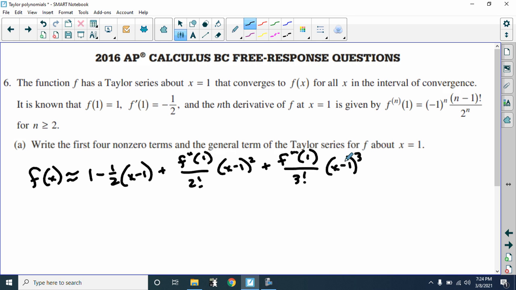So the second derivative at 1 would be, we're going to plug 2 into the formula here. So if I plug in 2, I get a positive number. 2 minus 1 is 1 factorial over 2 to the second. And the third derivative at 1, if I plug in 3, I get negative 2 factorial over 2 to the third.